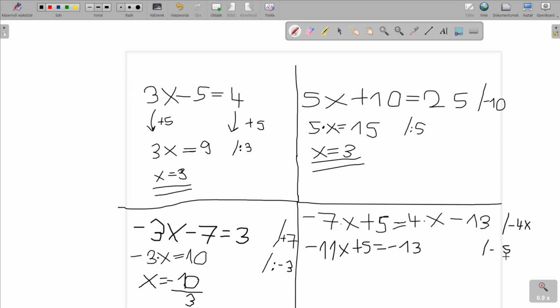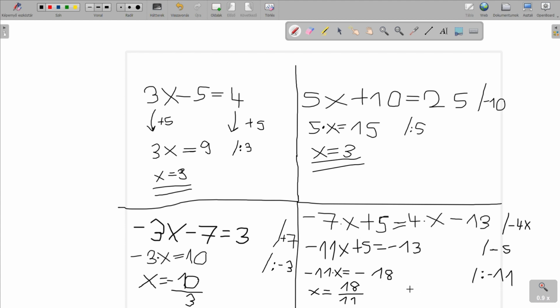And then we can just once again subtract 5. That's something that from this you can easily solve it. So minus 11x equals, well, minus 13 minus 5, that's minus 18. And now we are just going to divide each side by the expression in front of the x, which is minus 11. That's what x is multiplied by. So if we want to get 1x, we have to divide by it, and that's how you get 18/11.